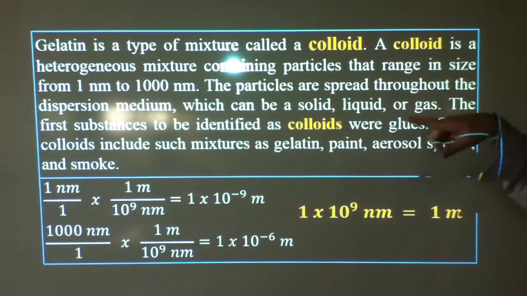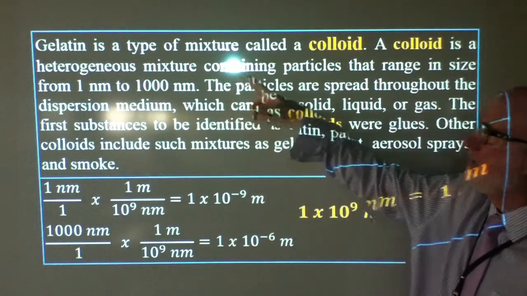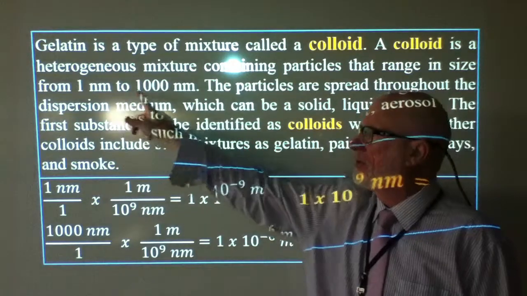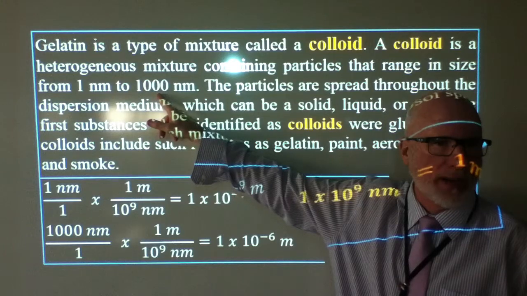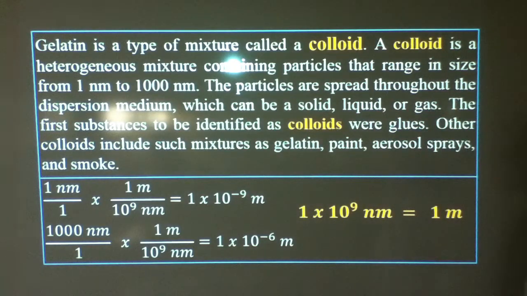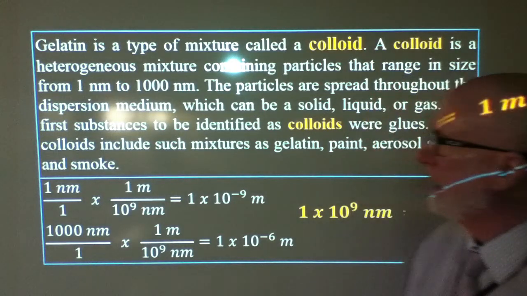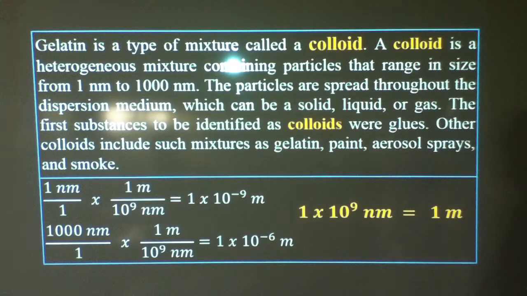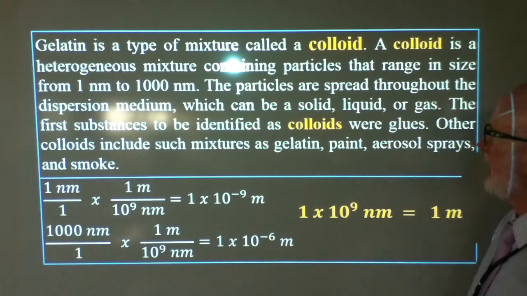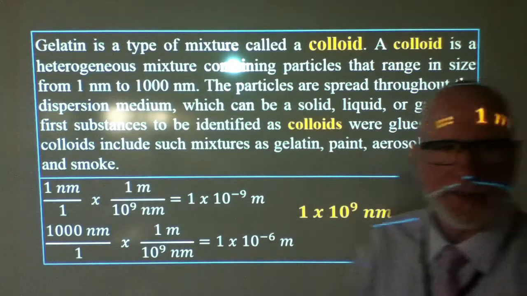A colloid is a heterogeneous mixture, we said it before, containing particles that range in size from 1 nanometer to 1,000 nanometers or 1 micrometer. The particles are spread throughout the dispersion medium, which can be solid, liquid, or gas. The first substances to be identified as colloids were glues. Other colloids include such mixtures as gelatin, paint, aerosol sprays, and smoke.